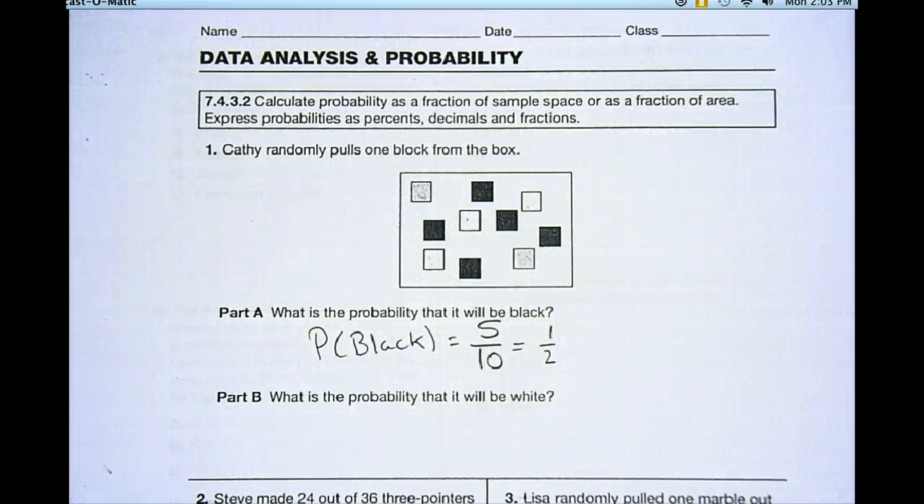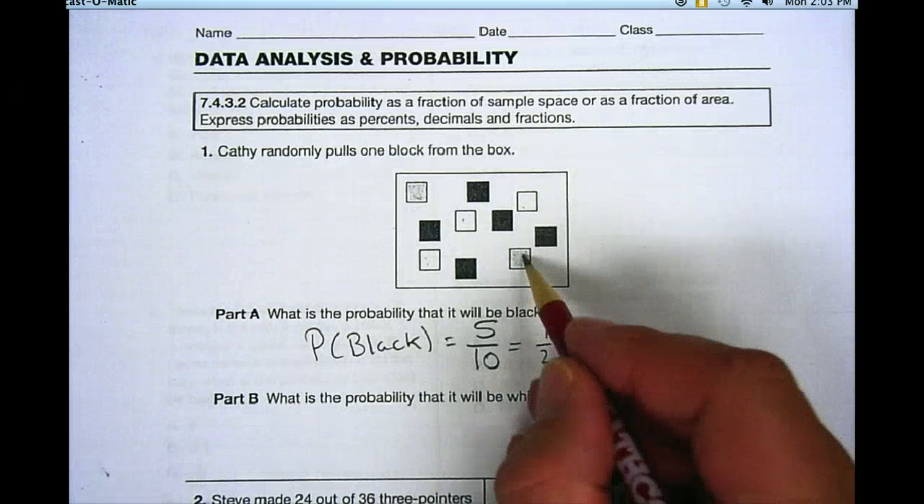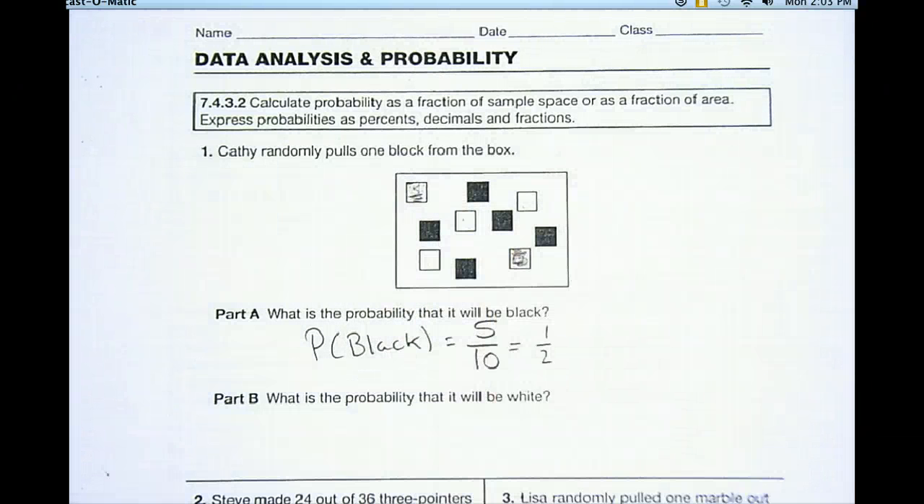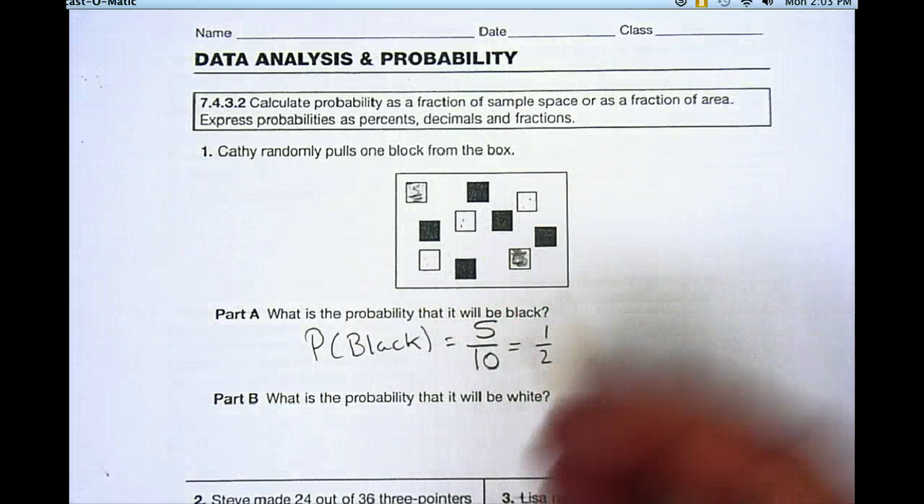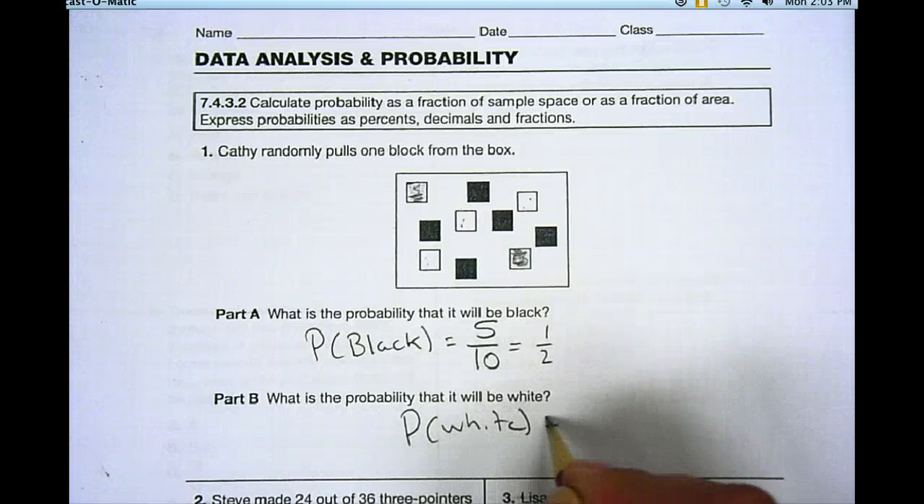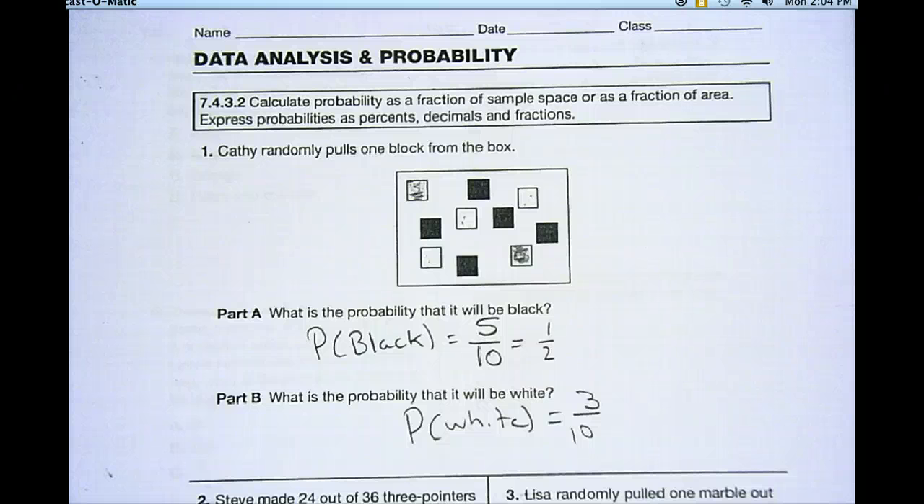What is the probability that it will be white? Now, it's probably hard to see in this video, but this one's kind of shaded gray. That's really not white. And so is this one up here. That's shaded gray. So the number of white blocks that I have are 1, 2, 3. So the probability that it's going to be white is 3 that are white out of 10 total. And I'm just going to leave it like that.